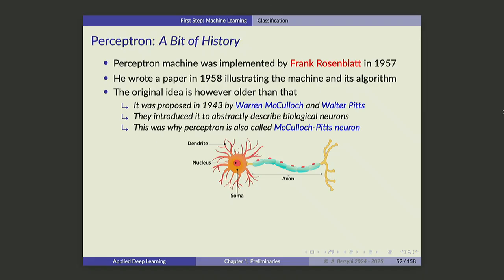But the original story comes a bit earlier. It was 1943, McCulloch and Pitts. Pitts was a mathematician. McCulloch was mostly working on psychology, and he was interested in understanding how the brain works. Then they came up with this sort of computational model for neurons. So they asked, how does the neuron work in our body? How do we feel something when it touches us?